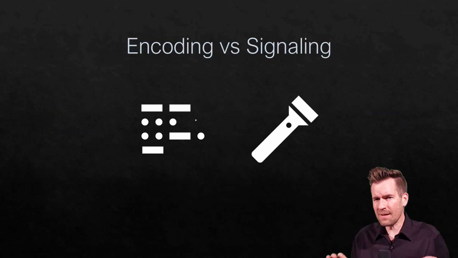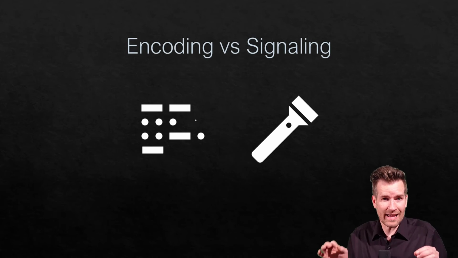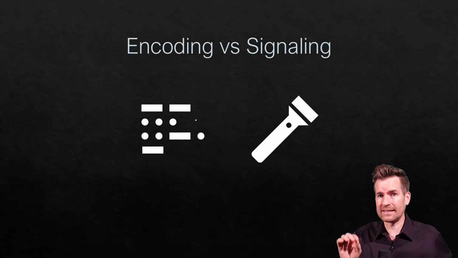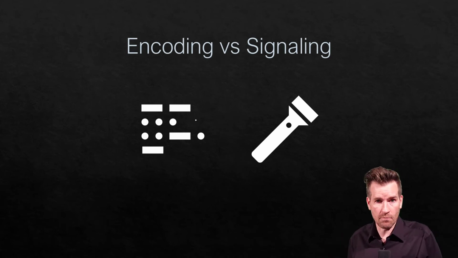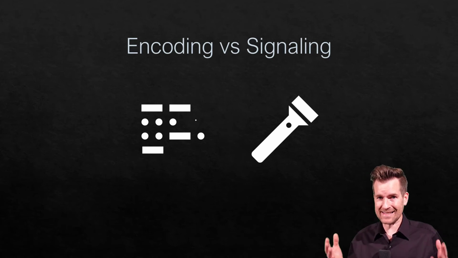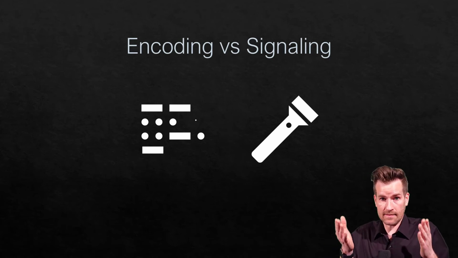All right, so there can be some confusion between encoding and signaling. Let me go over the difference between them in this example of Morse code. Morse code is a standard that's out there for encoding.